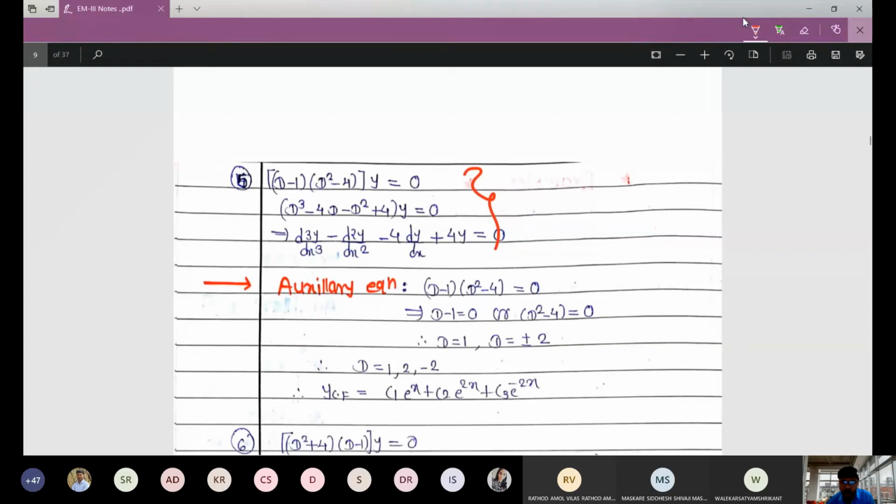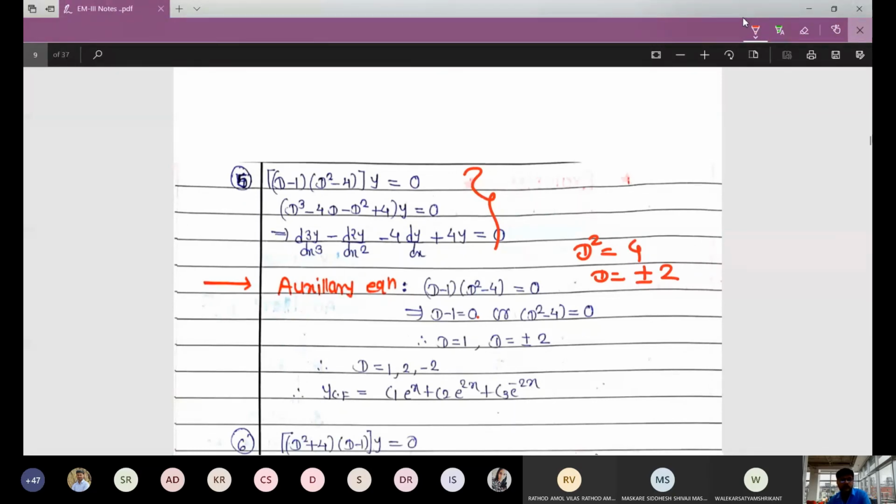From the first factor we get D minus 1 equal to 0, and from the second we have D square minus 4 equal to 0. So we get D equal to 1 as one root, and from the second factor D square equal to 4, that means D equal to the square root of 4, which has two possibilities, plus or minus 2. So the total roots are 1, 2, minus 2, and all roots are real and distinct. That's why the solution is C1 e to the power first root times x plus C2 e to the power second root times x plus C3 e to the power third root, minus 2, times x.